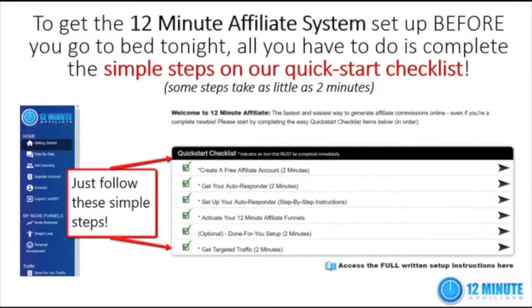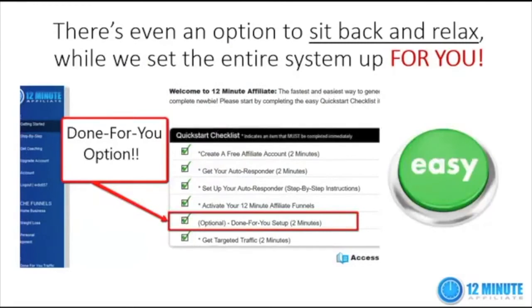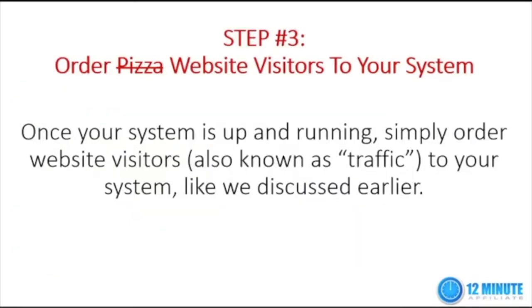To get the 12-Minute Affiliate System set up before you go to bed tonight, all you have to do is complete the simple steps on our Quick Start checklist. And as you can see here, there aren't very many steps, and some of the steps take as little as 2 minutes to complete. There's even an option to sit back and relax while we set the entire system up for you. This is literally like pushing the easy button. And step 3. Order website visitors to your system.